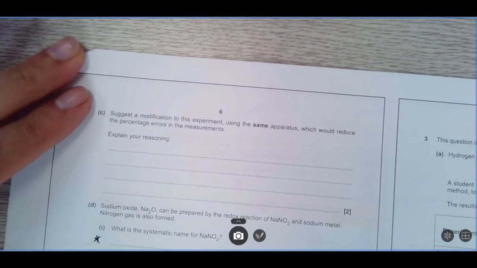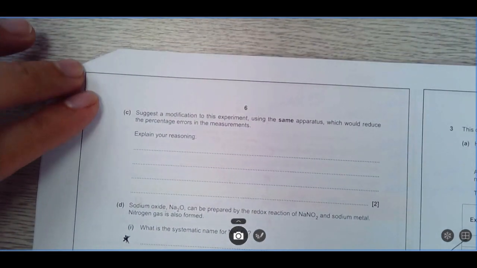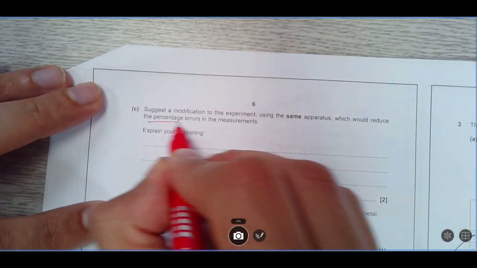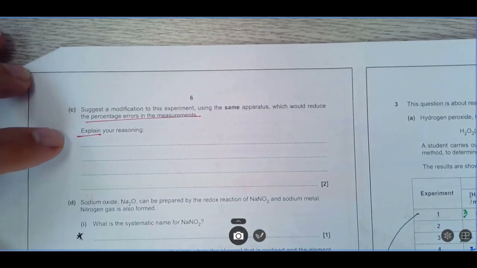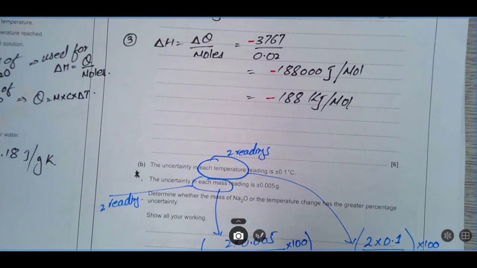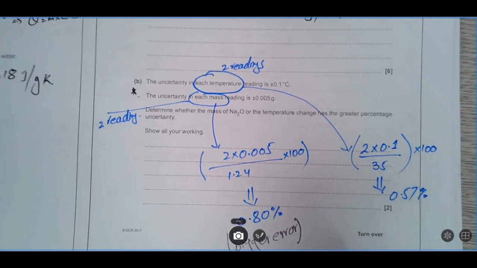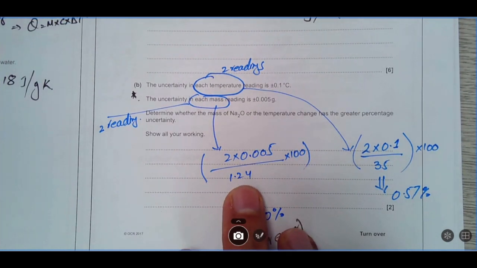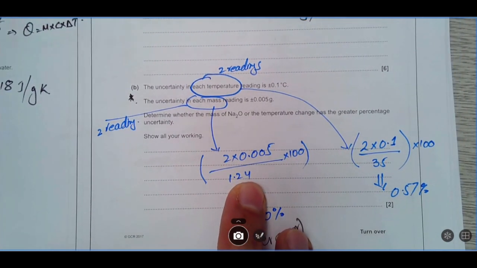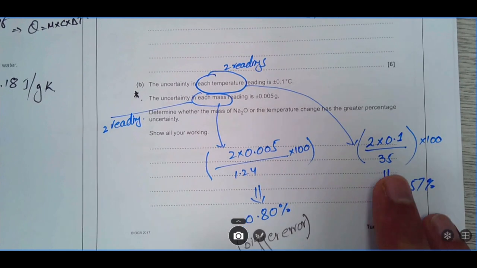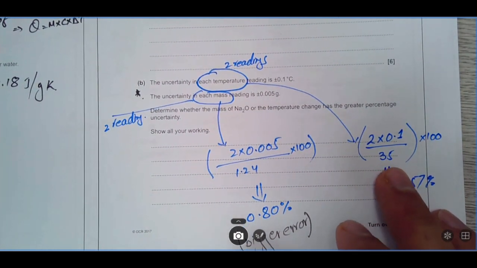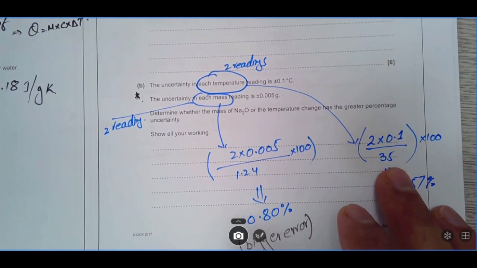So it's just a modification to this experiment using the same apparatus which could reduce the percentage errors in the measurements. You have to explain this answer as well. So if I have to reduce this error, what will I do? I can't do anything to my numerator. The only thing that I can do is change the denominator. This is the mass of Na2O, so I can say use bigger mass of Na2O, or I can say use masses that will result in a bigger value of delta T.